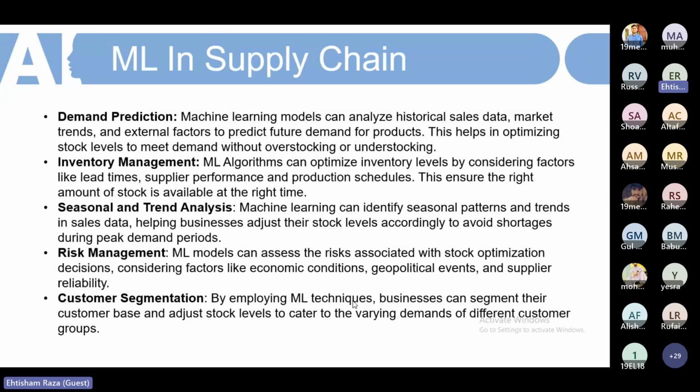Inventory management: ML algorithms can optimize inventory levels by considering factors like lead time, supplier performance, and production schedules that ensure the right amount of stock is available at the right time. Obviously, managing your inventory is quite a tricky task. You don't know what to keep in your inventory and what not to. If you have data of your inventory over the last 10, 20, 30 years, the more data you have, the more precise you're going to be in the future. If you can write an algorithm which can predict the supplier production need, it can automatically ensure the right amount of stock is in your inventory.